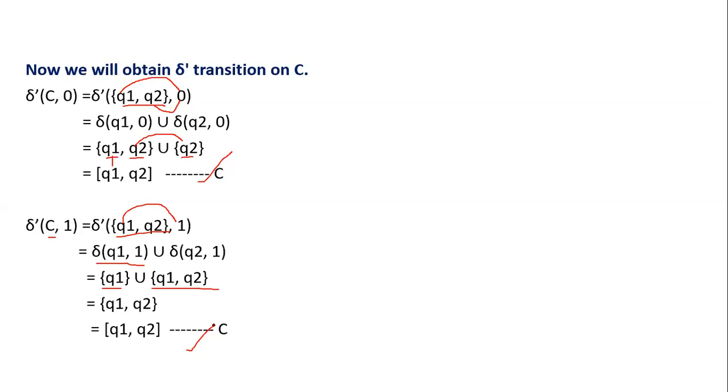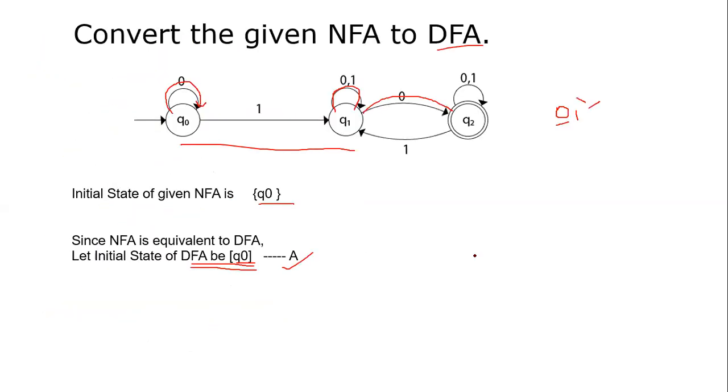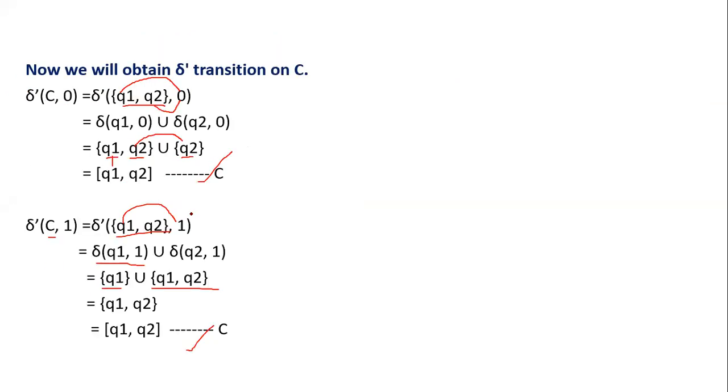Now we have the transition function for the DFA. Then tell me, what are the states we have for the DFA so far? Students, what are the states we have for the DFA from this transition? This one is the first state A. Then B and C. Okay, 3 states we have for the DFA. With the help of this, we have to draw the transition diagram for the DFA.